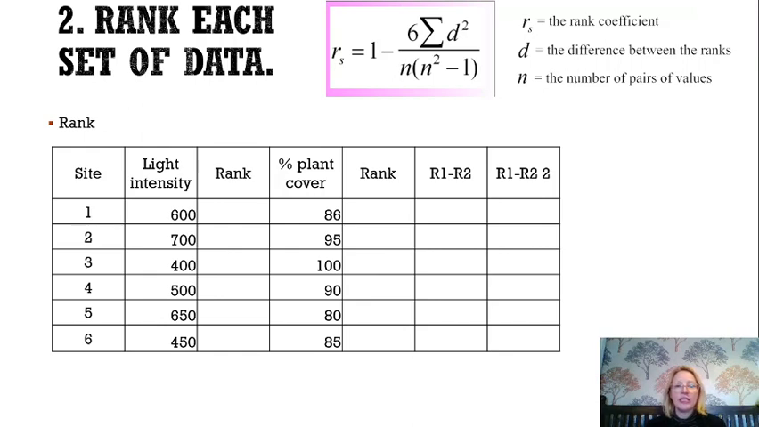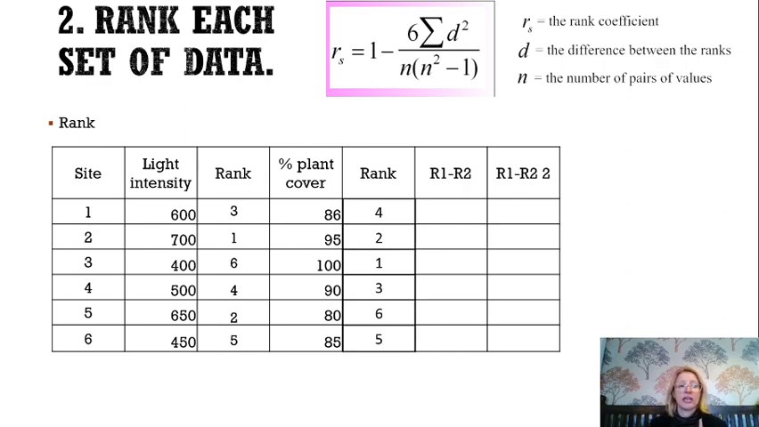So the first thing that we need to do then is to rank each set of data. So here I've ranked from the largest to the smallest. So you can see 700 is number 1, 650 number 2, and so on. And then I've done the same with the other set of data. So those have been ranked as well.